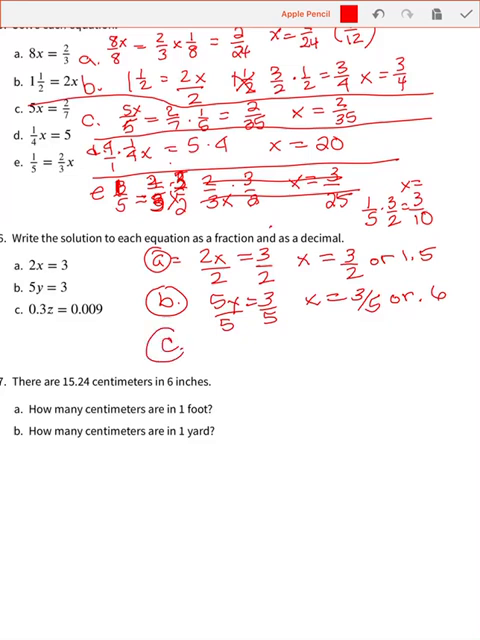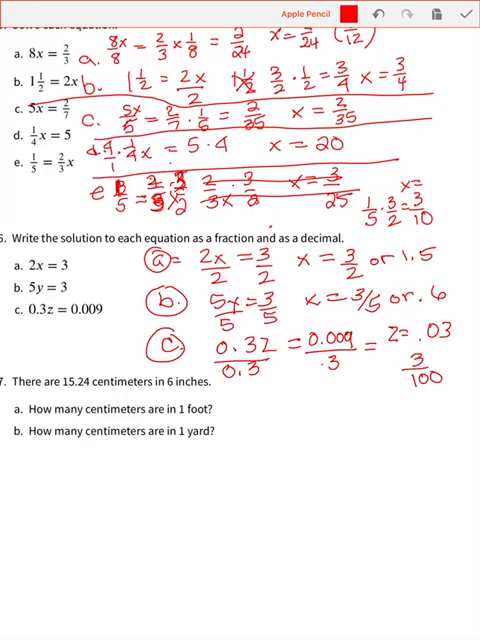And then C, 0.3z is equal to 0.009. So divide both sides by 0.3. And you get z is equal to 0.03 or 3/100.